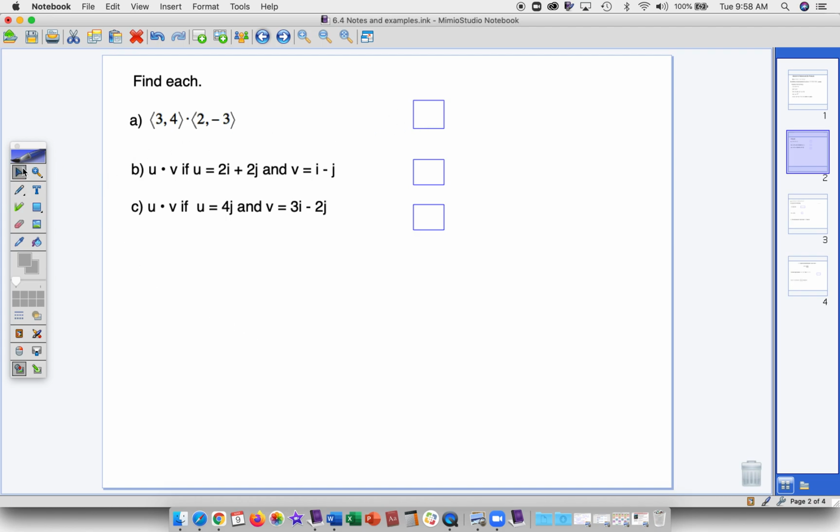Okay, so for letter A, hopefully you ended up with -6. For B, hopefully you ended up with 0. And for C, think of u as having a 0 for its horizontal component. So the dot product ends up equaling -8.